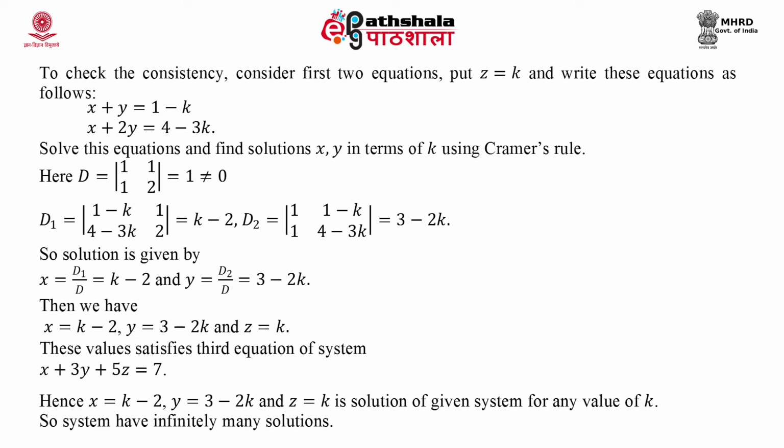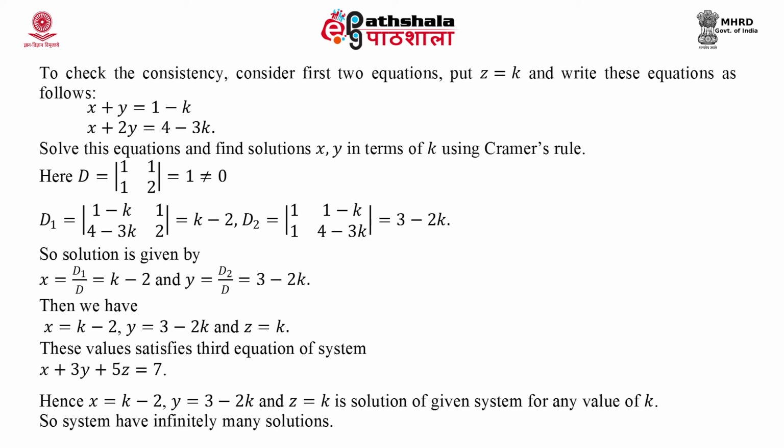So again, solving this system by Cramer's rule, first of all find the determinant of the coefficient matrix, which is equal to 1, which is non-zero, so the system will have a unique solution. Finding D1 and D2, D1 is k minus 2 and D2 is 3 minus 2k. Using Cramer's rule, x is given by D1 by D, that is k minus 2, and y is given by D2 by D, that is 3 minus 2k. So we have obtained x equals k minus 2, y equals 3 minus 2k, and z equals k.